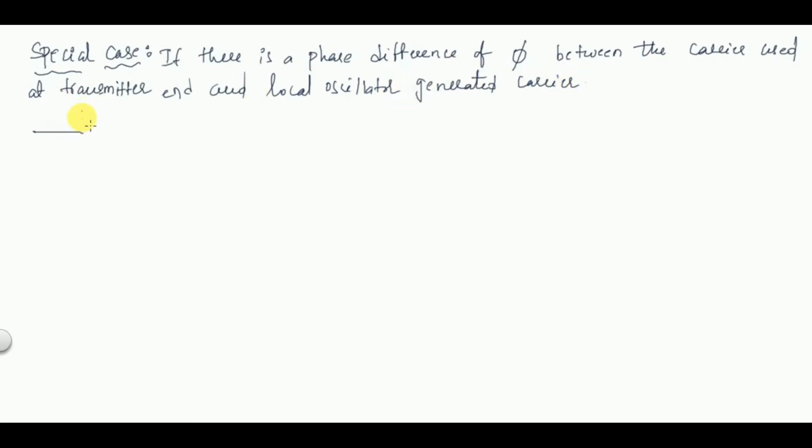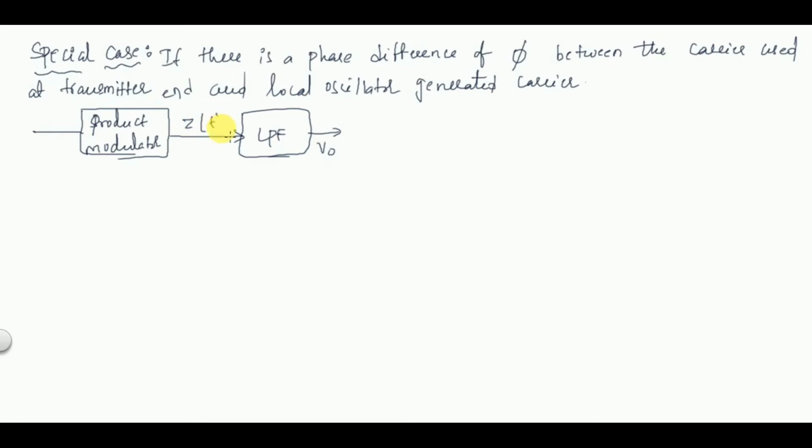We have to check. So I'm drawing the same block diagram of this synchronous detector. This is the product modulator, and the output of the product modulator is given to the low pass filter. This is V0 and this is Z of t, which we have taken as it is.